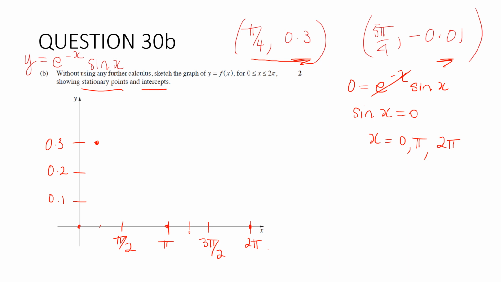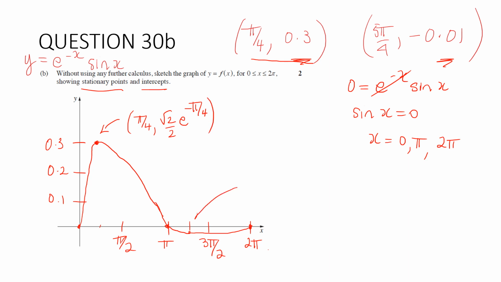All right, let's see if we can draw this. So it comes up, and it turns, and comes down through here. Dreadful graph, sorry. And dips and turns there, and then comes back up through here. And I'd actually label these points. It's pi on 4, I can't remember, it was root 2 on 2, e to the negative pi on 4 from memory. And then here we've got 5 pi on 4, negative root 2 on 2, e to the negative 5 pi on 4.